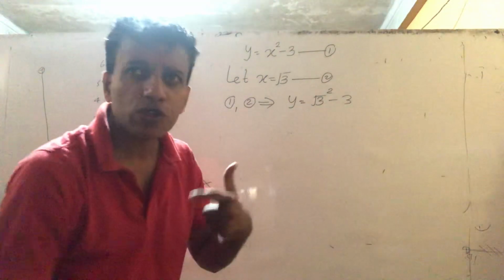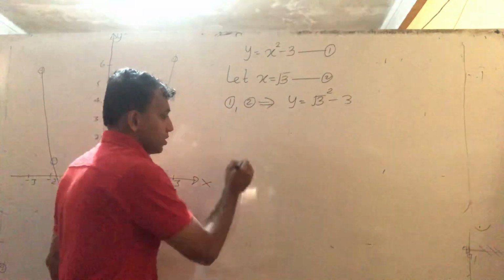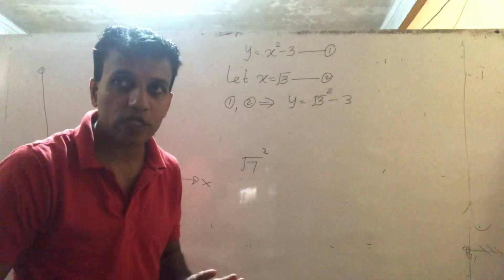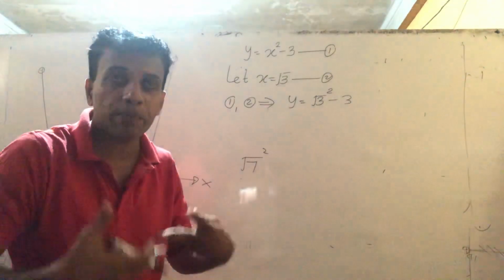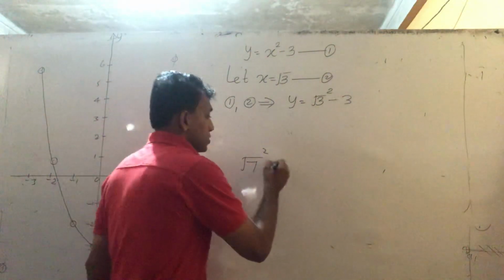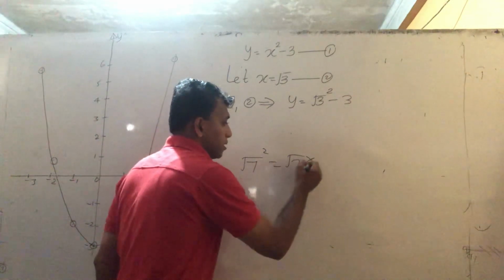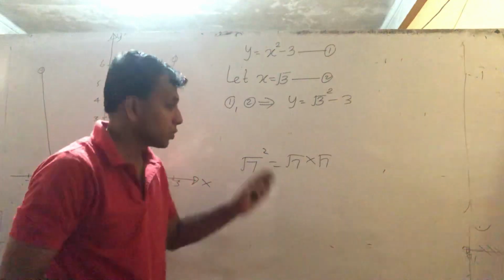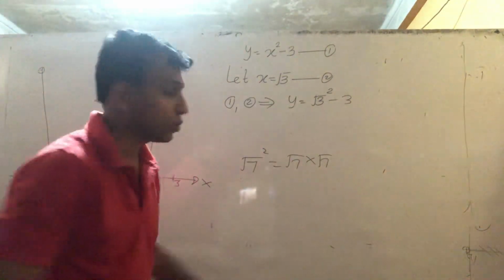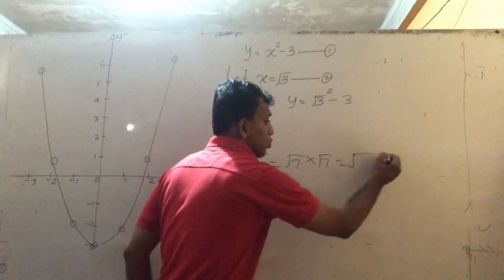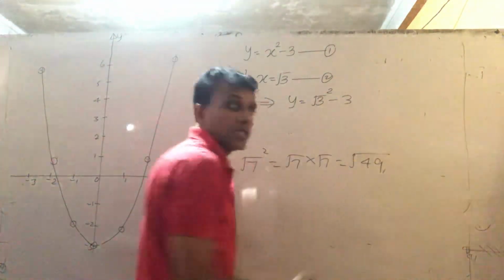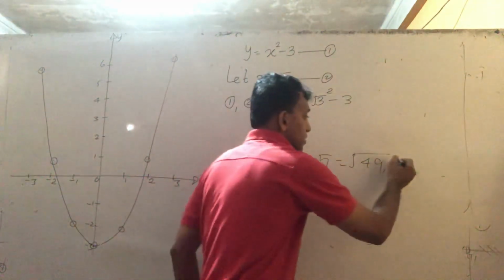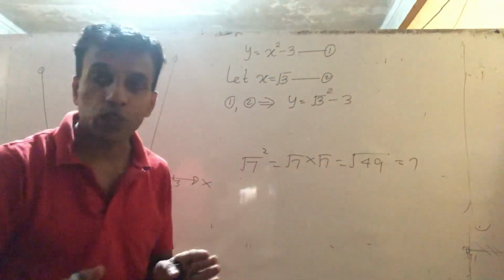Do you know what is root 3 square? See this example. Root 7 square is what? What do you mean square means multiply twice, same number multiplied twice. So root 7 multiplied by root 7. X square means x into x, like that. So root 7 multiplied by root 7. So what is that? Square root 49. 7 times 7, 49 inside the square root, right? Answer is 7. 49 square root is 7.